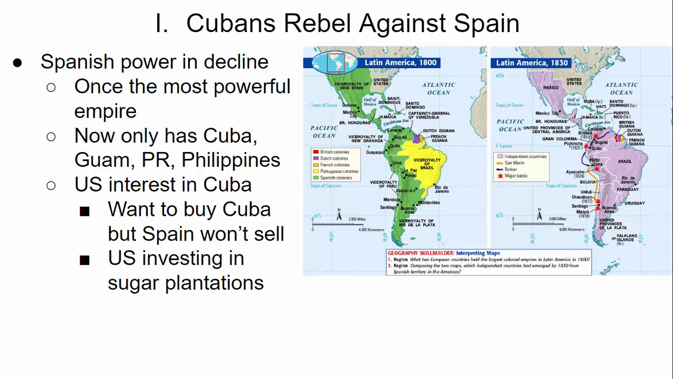So Spain, once upon a time, was the most powerful empire in the world. Okay, you can see on this map on the left the empire that Spain had in Latin America all the way to the year 1800. Okay, they were the top dogs worldwide.